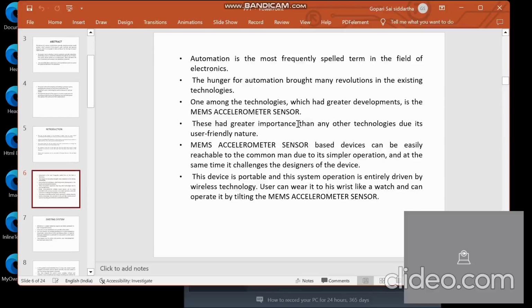Nowadays, automation is the most frequently spoken term in the field of electronics. The hunger for automation brought many revolutions in the existing technologies. One among the technologies which had greater development is the MEMS accelerometer sensor. This had greater importance than any other technologies due to its user-friendly nature. MEMS sensor based devices can easily reach the common man due to their simpler operation, and at the same time it challenges the designers of the device. This device will be portable and the system operation is entirely driven by wireless technology. Users can wear it on the wrist like a watch and can operate it by tilting the MEMS accelerometer sensor.